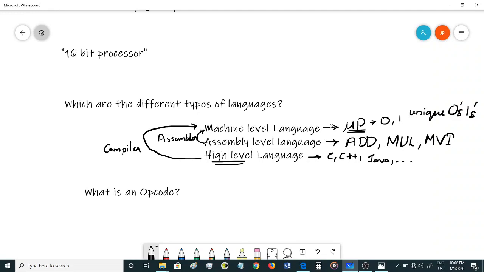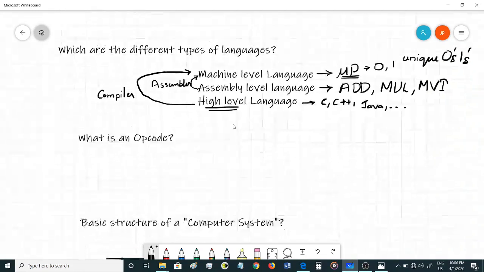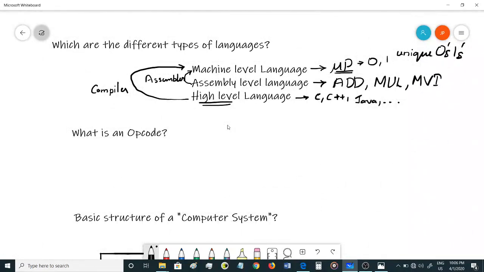Then let's look at what an opcode is. Opcode, we already discussed the beginning part of opcode. Opcode is the short form for operational code. Now opcode is basically the unique combinations that we already discussed over here.